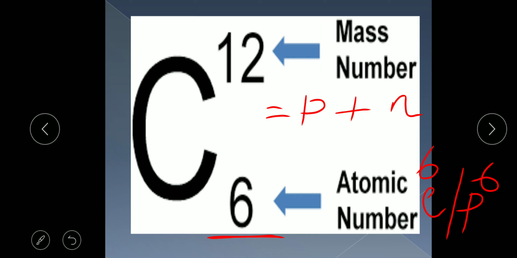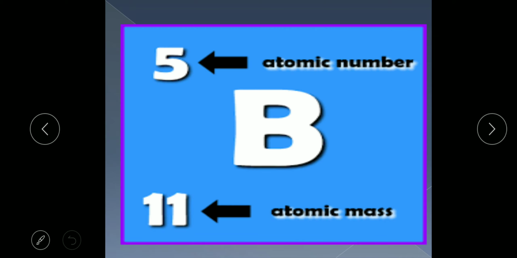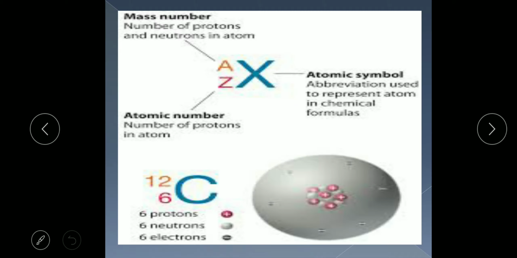Okay. So 12 is its mass number. Mass number is denoted by A. So A is equal to P plus N. So N will be what? A minus P. Okay. So what is the number of neutrons? 12 minus 6. So the number of neutrons in a carbon atom is 6. So I hope it is clear. Electron is 6, proton is 6, and neutron also is 6 over here.